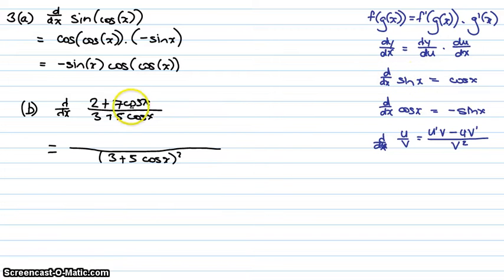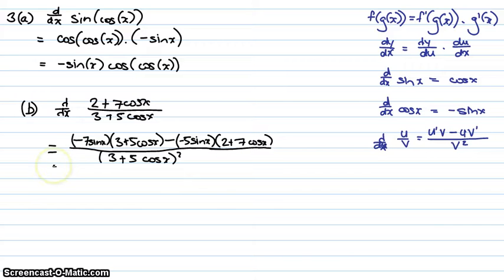What do I get first? Well, differentiate 2 plus 7 cosine x. 2 differentiates to be 0. 7 cosine x becomes negative 7 sine of x. And we keep the denominator constant. Minus, differentiate the denominator. So differentiate 3 plus 5 cosine x, I'm going to get negative 5 sine x times 2 plus 7 cosine x.